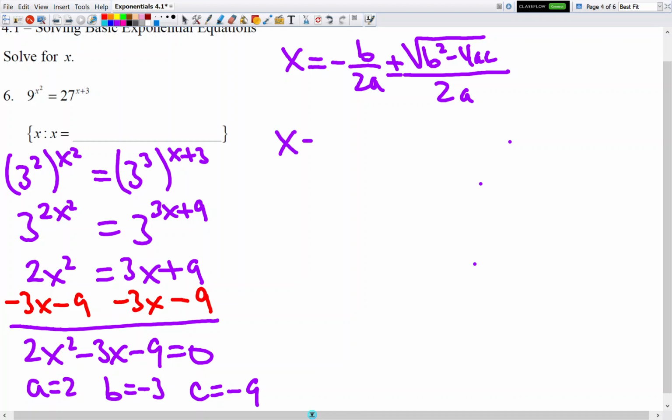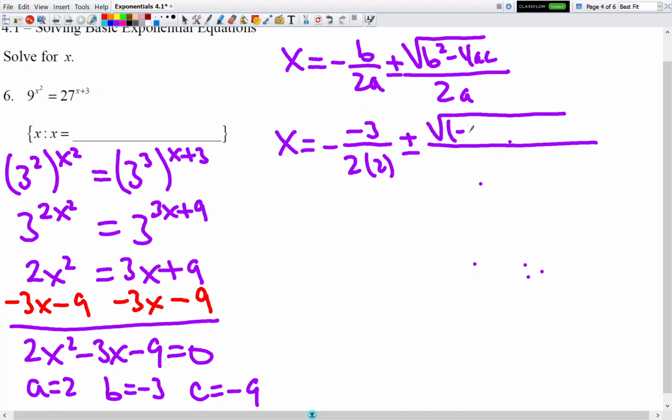So x equals negative, and then b is -3, so I have two negatives in this first fraction, over 2 times 2. And then plus or minus, sorry, you can't really see that minus sign yet because it joined together with the division bar, but it's there. Now b squared, so that's -3 times -3, minus 4 times a times c, which is -9. Let's make these lines longer. The bottom is 2 times 2.